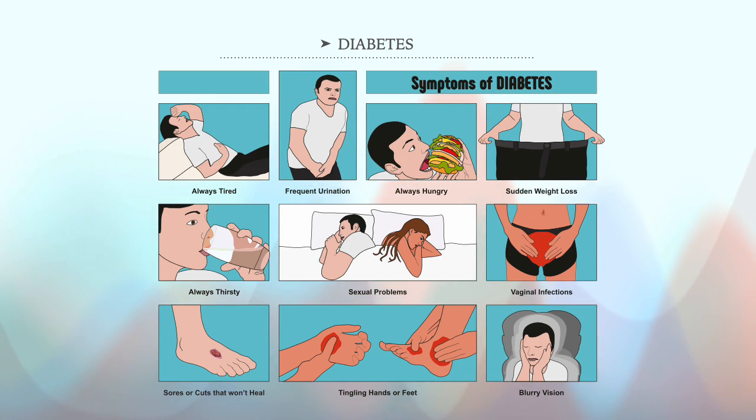So again, these are many of the most common symptoms of diabetes. So if you have any of these symptoms on a regular basis, and certainly on a daily basis, talk to your healthcare provider about getting screened. And that's usually done through a simple blood test to check your blood sugar, also known as glucose level.